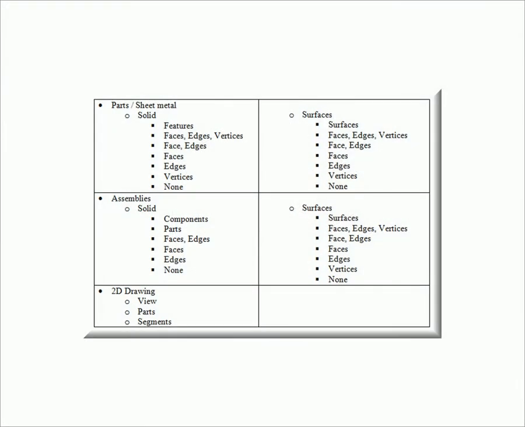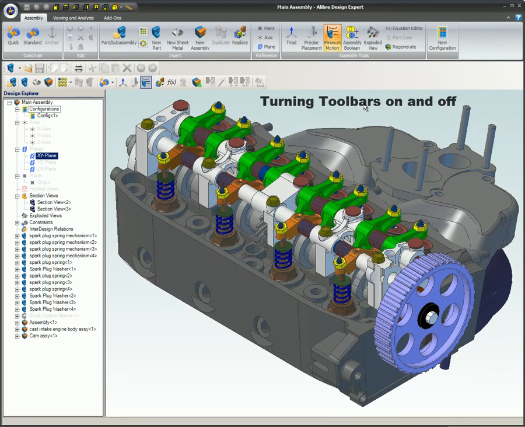Different selection filters will be available in Part, Assembly, and 2D drawing workspaces. You can study this table for information on what selection filters are available in different workspaces. When working with complex designs, and/or you don't want to look at a cluttered design, you can turn on or off several items such as toolbars and the ribbon.